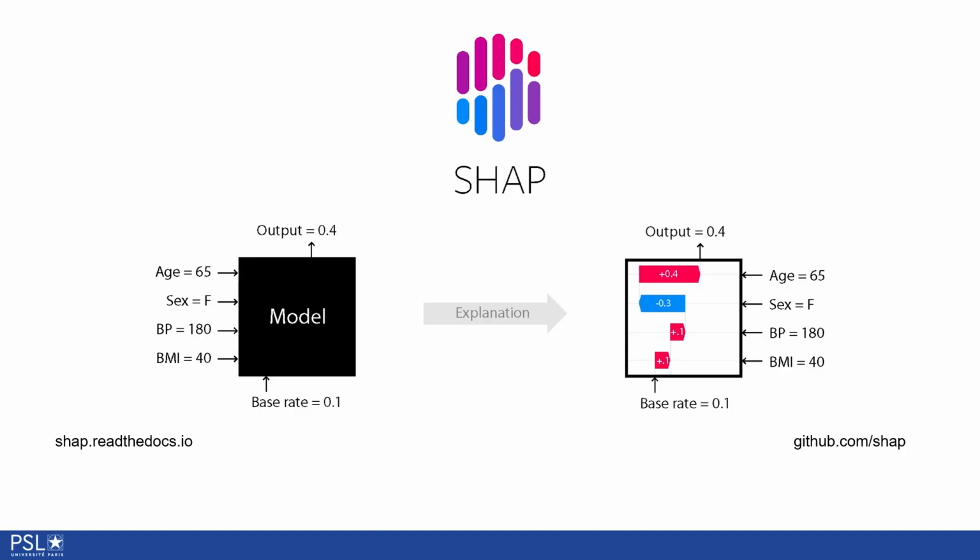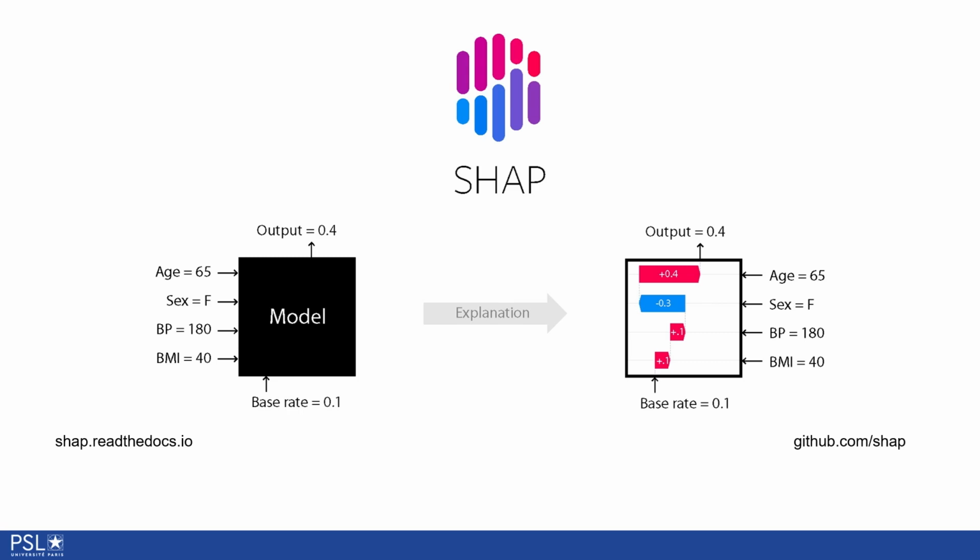SHAP is probably one of the most popular methods for generating model-agnostic post-hoc explanations, and part of the reason for this is that the code is fully available online and provides a very user-friendly interface for generating attractive graphical explanations. The code and documentation for SHAP are provided on the two links listed on this slide.